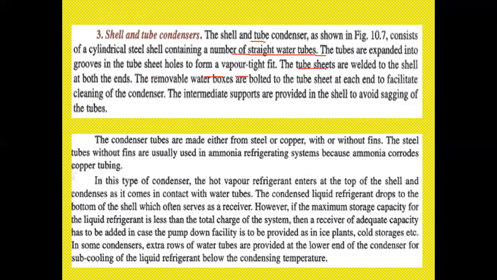The tube sheets are welded to the shell at both ends. The removable water boxes are bolted to the tube sheet at each end of the system, and are used for cleaning of the condenser. Intermediate supports are provided to the shell to avoid sagging of the tubes. We'll see this openly in the figure.